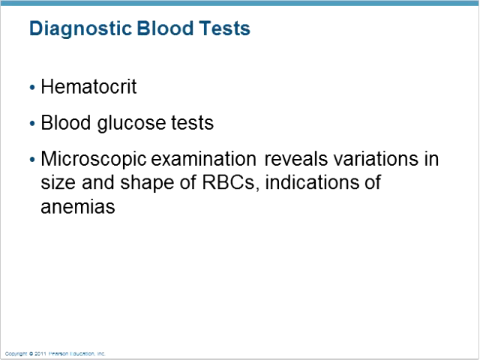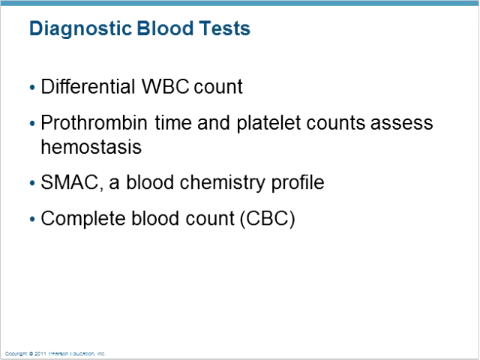Some diagnostic tests we have for blood: we have the hematocrit, which we looked at before, and that's the measurement of the percentage of red blood cells. We can do blood glucose tests, which tell us the amount of sugar in our blood. We do microscopic examination, which tells us the variation in the morphology, that is the shape and size, of red blood cells, and that may help indicate some anemias. We can also do what's called a differential white blood cell count. We can count the different kinds of white blood cells to make sure the percentages are accurate. We can do a prothrombin time and a platelet count, which assess our ability to clot blood.